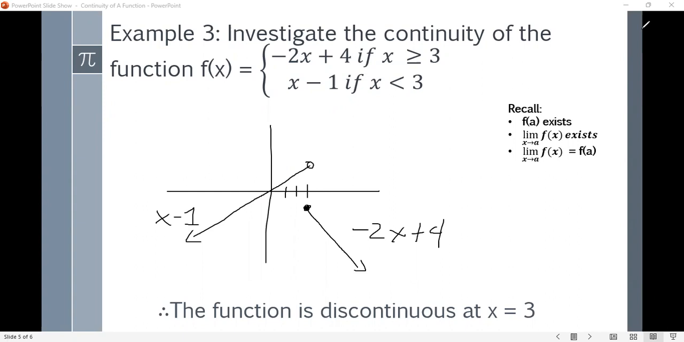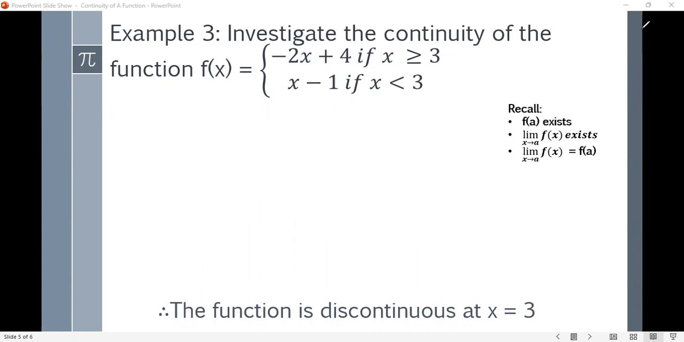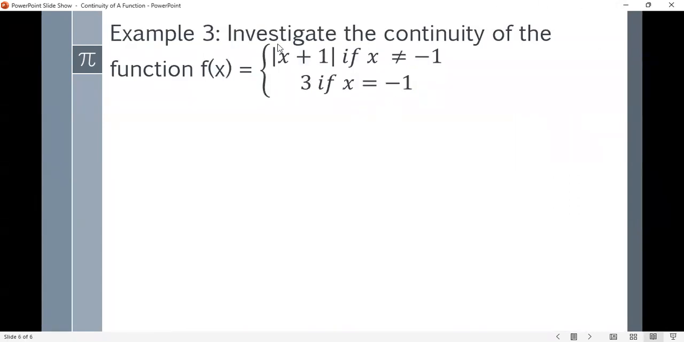So, dako naman po tayo kay last example. For our last example, investigate the continuity of the function f of x. The first one, meron tayong absolute value of x plus 1 if x is not equal to negative 1. So, gagamitin natin si absolute value of x plus 1 if x is not equal po kay negative 1. And then 3, if x is equals to negative 1.